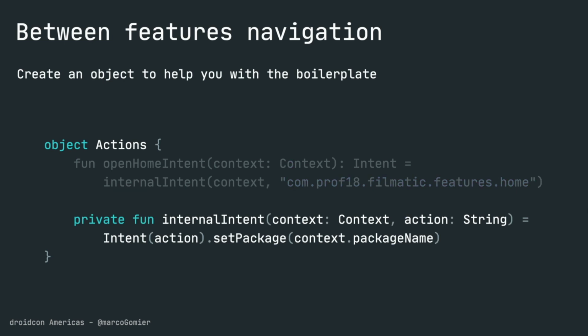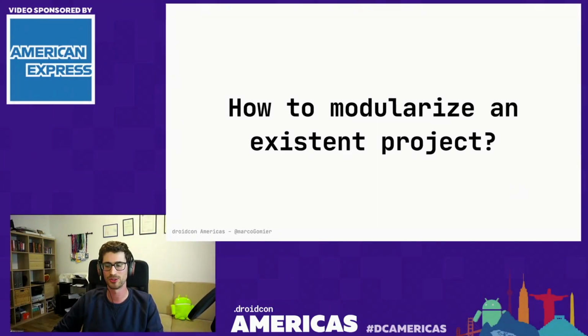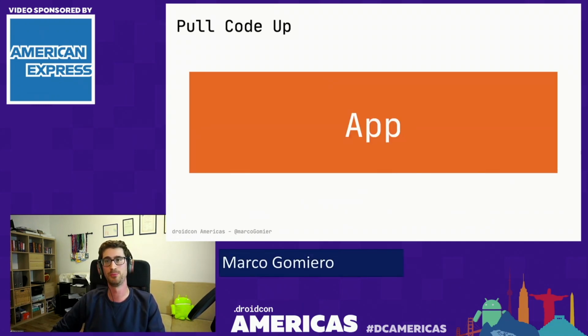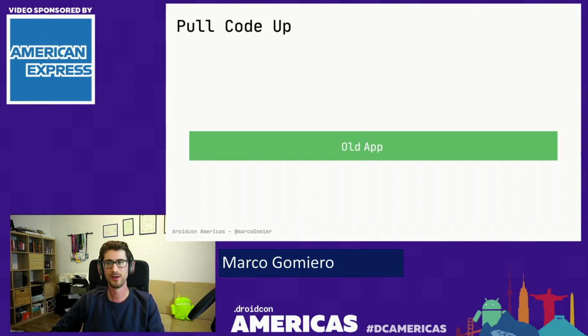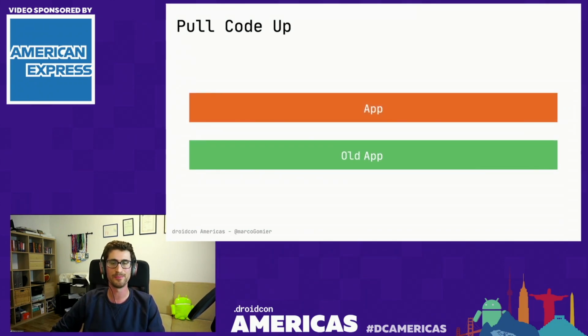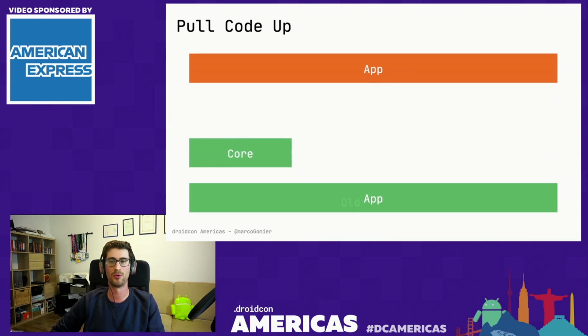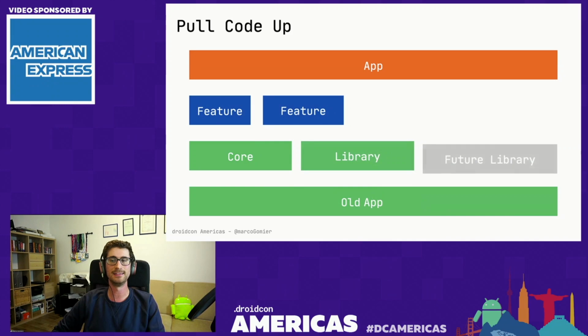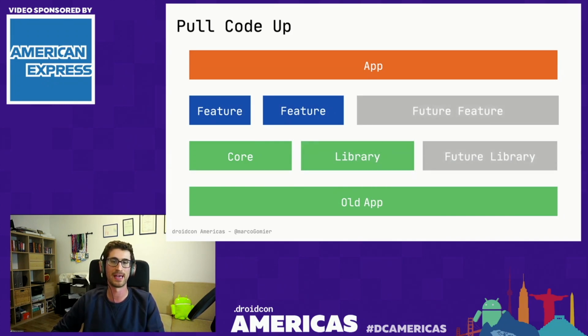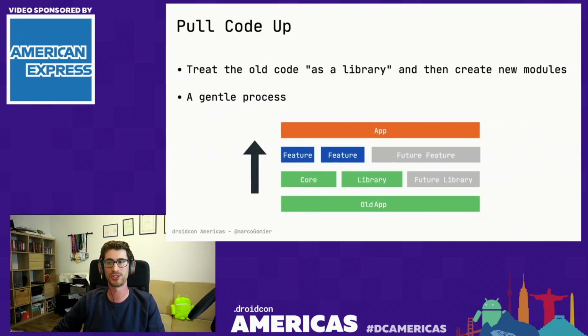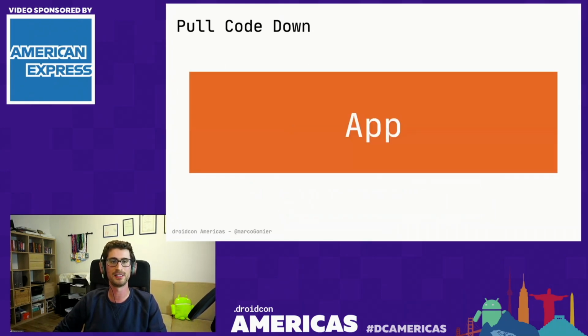All right, so now that we have done navigation, we can start to modularize our project. For the modularization, there are two different ways. The first one is pulling code up. For pulling code up, we have to move all our existing code from the existing app module to a library. And then starting from the library, we extract the code, and so we pull the code up, and we create more libraries, more features, and so on and so forth, until we end the code that there is in the whole app, and we can delete it. This process is more gentle, because we can go step by step without a lot of dependency issues.